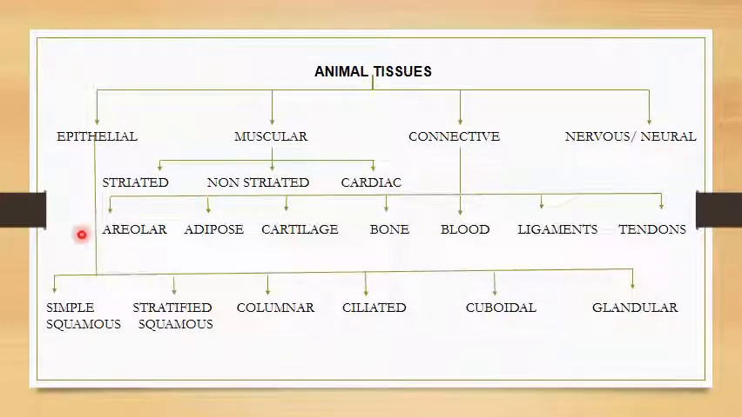Epithelial tissue are of following types: simple squamous, stratified squamous, columnar, ciliated, cuboidal, and glandular. Muscular tissue are of three types: striated, non-striated, and cardiac muscles. Connective tissues are areolar tissue, adipose, cartilage, bone, blood, ligaments, and tendons.